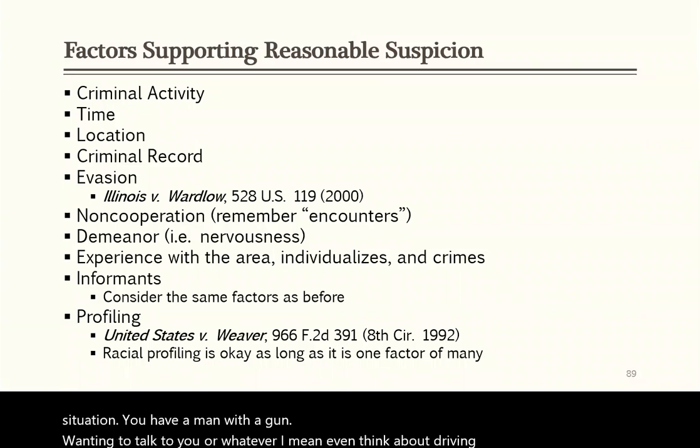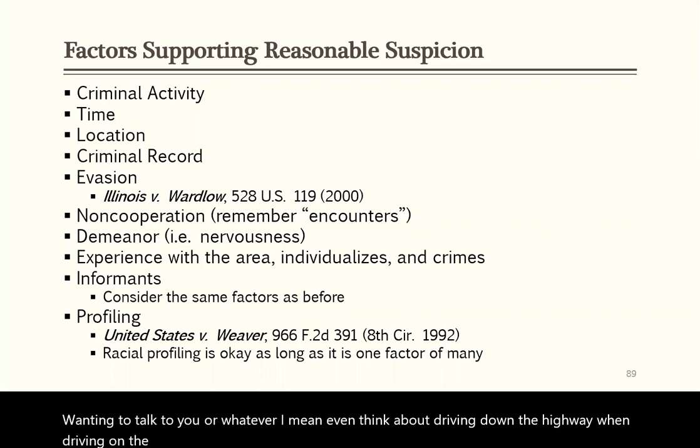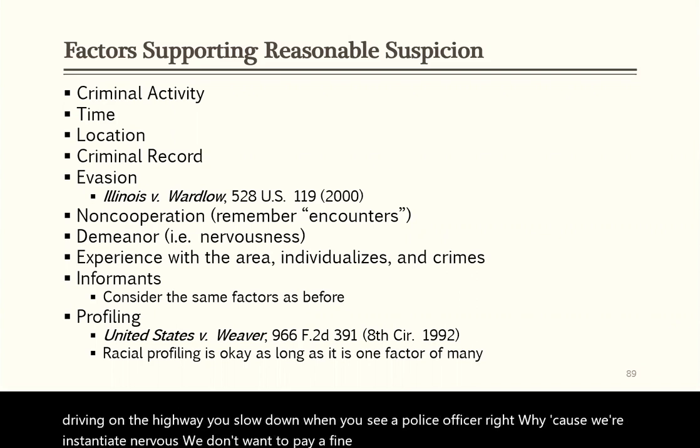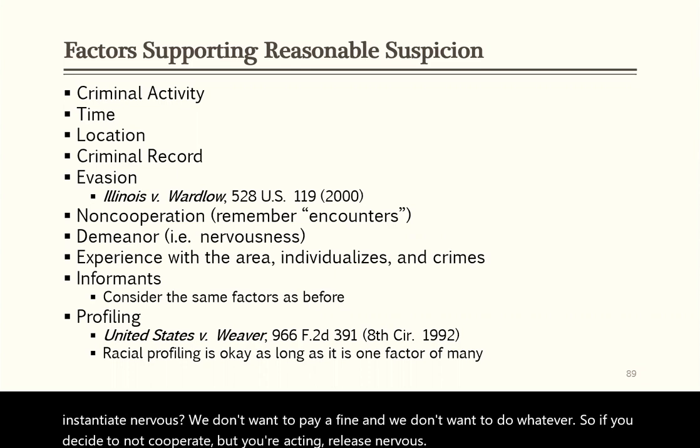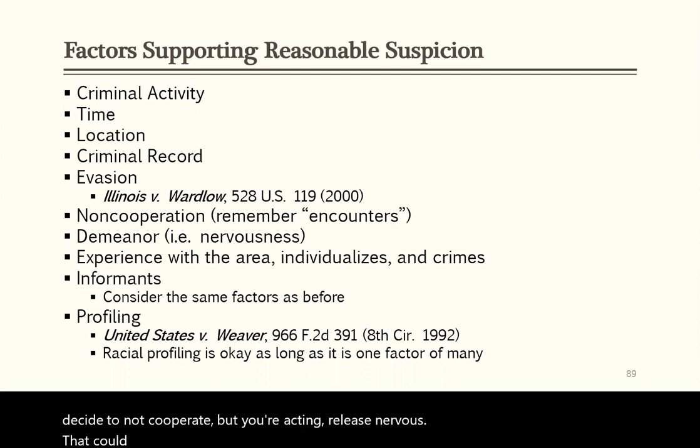When you're driving down the highway, you slow down when you see a police officer, right? Why? Because we're instinctually nervous. We don't want to have to pay a fine. We don't want to have to do whatever. So if you decide to not cooperate, but you're acting really nervous, that could be enough to be reasonable suspicion. Again, that's a white middle class view.